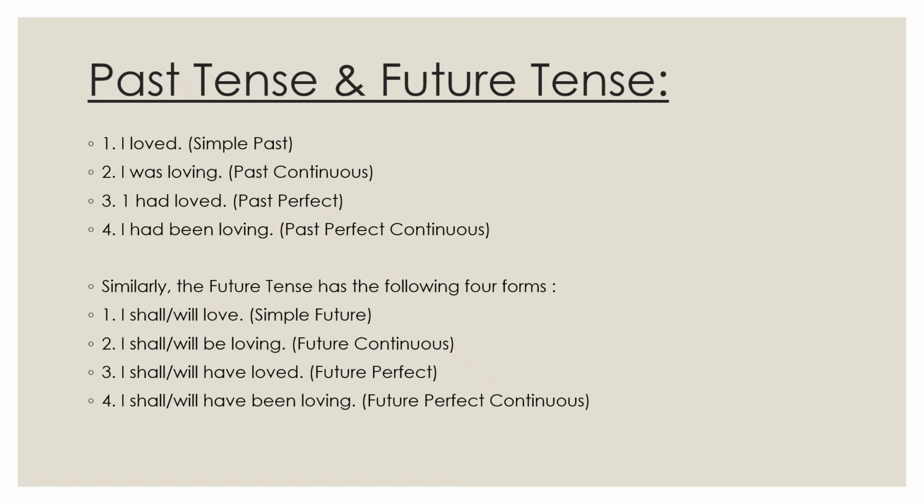So as you have seen about the present tense, let us look at past tense also and future tense. You can just see by the names: past tense, which is completed; future tense, which will happen in the future. So as you can see, the same forms of the past tense: simple past, past continuous, past perfect continuous. I have taken the same example for all the tenses, "I loved," to simplify the process of explaining this tenses subject.